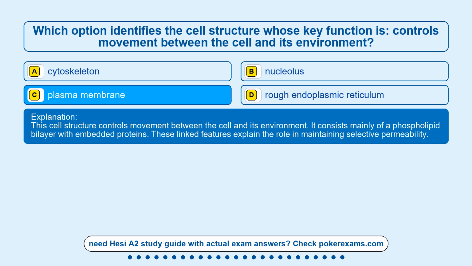This cell structure controls movement between the cell and its environment. It consists mainly of a phospholipid bilayer with embedded proteins. These linked features explain the role in maintaining selective permeability.